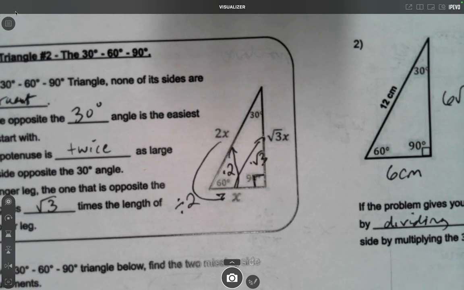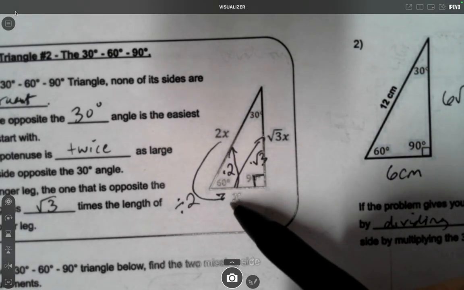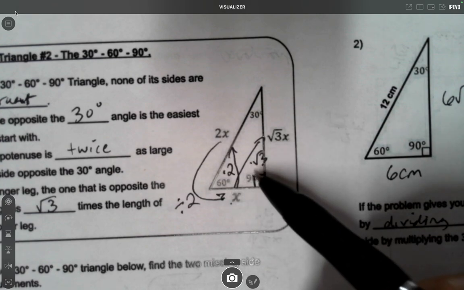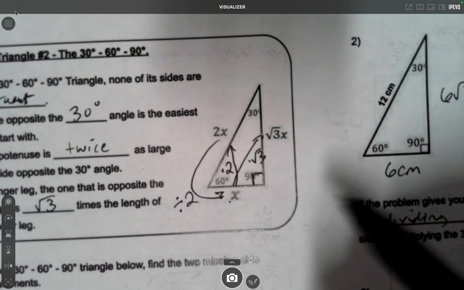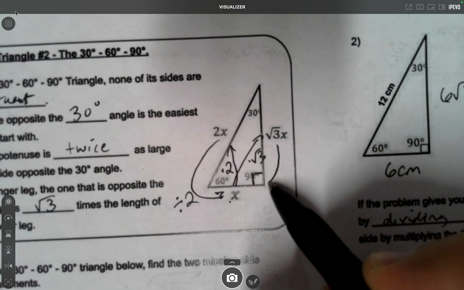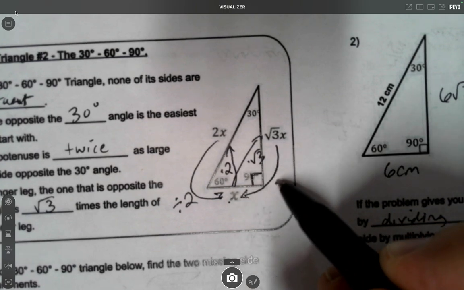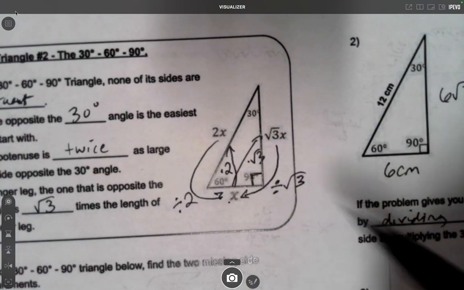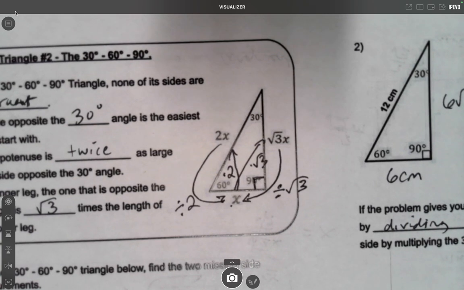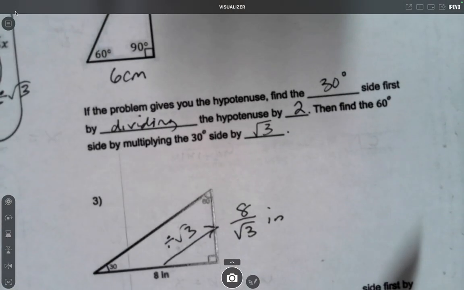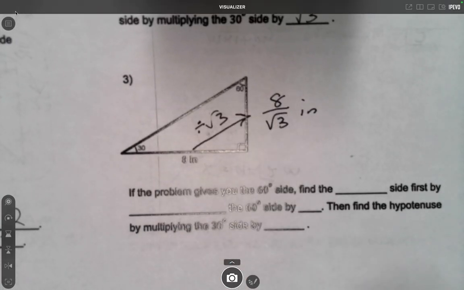So I want to go back to where we were over here to make sure this makes sense. To go from the 30 side to the 60 side, as we already said, we multiply by the square root of 3. So to move backwards from the 60 side to the 30 side, we will divide by the square root of 3. So that's how we go from 8 to 8 divided by the square root of 3.